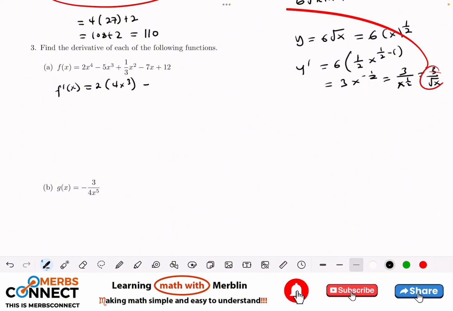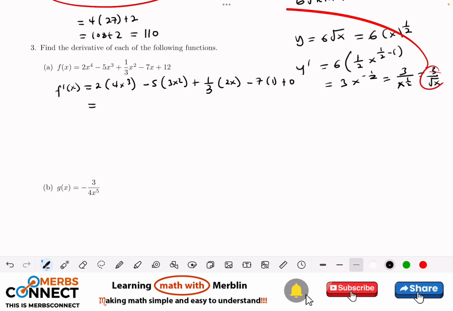Then minus, we have 5, which is also multiplying the x to the power 3. We factor it out and we concentrate on x to the power 3. So that one will give us 3x squared. Plus we have 1 over 3 multiplying x squared. So you factor 1 over 3 out, then you differentiate x squared, which is 2x. Minus, we have 7 multiplying x. So you factor 7 out and differentiate x, and we get 1. Then when you differentiate 12, you get 0 because it's a constant.